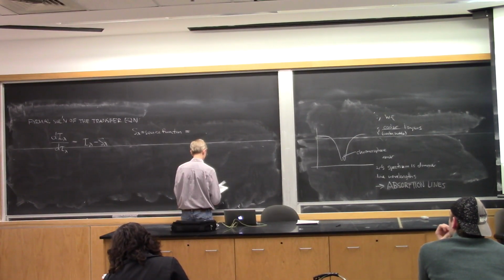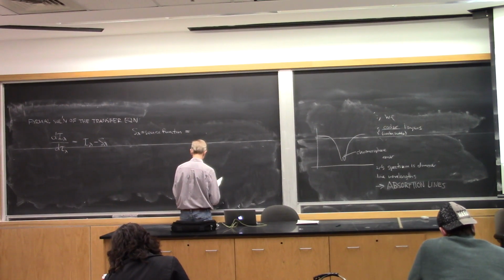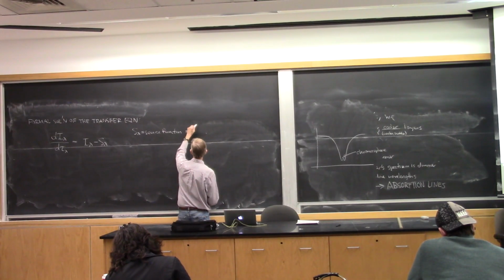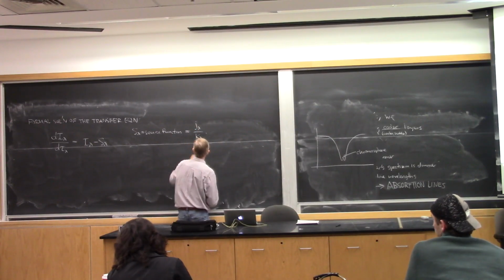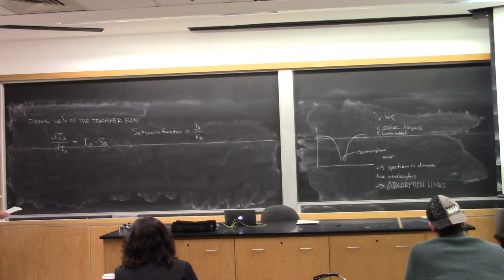I feel silly even having to look for this. Oh, I have to turn in my card. Where did it go? I'm going to end up just writing that. Yeah, there we go. It's J lambda over kappa lambda, right?